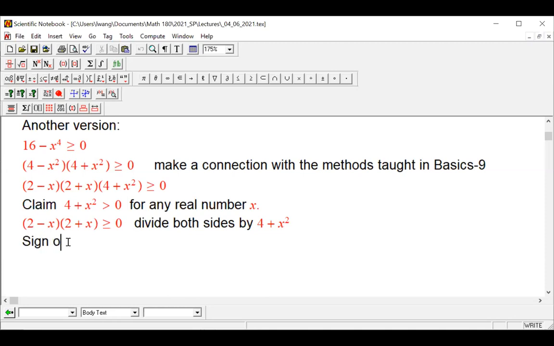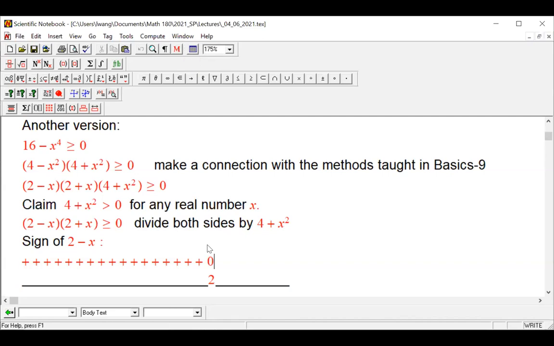You can do the sign of 2 minus x. One doesn't change sign. When x is less than 2, it's positive. At 2 it is 0. After 2 it is negative. You can use that method.